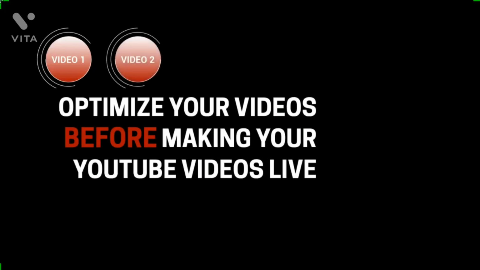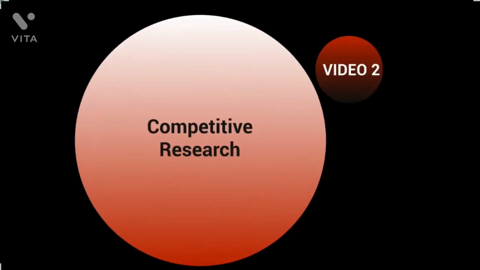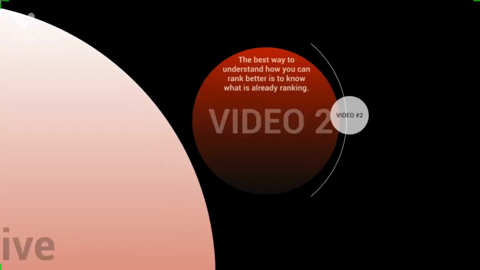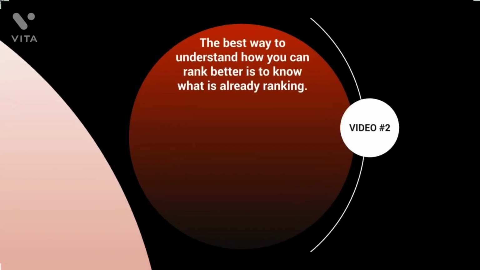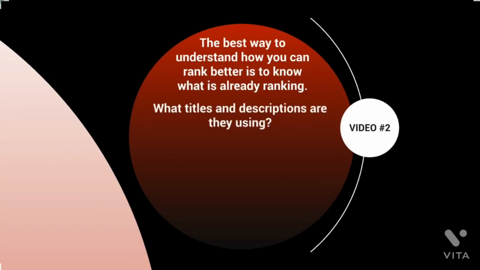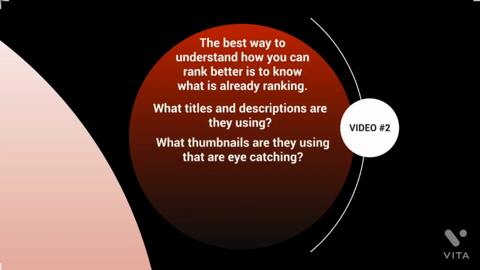Hello and welcome back. This is video number 2. So let's talk about competitive research. You see, the best way to understand how you can rank better is to know what is already ranking in your niche or your market. So what we want to do here is analyze the videos that are on the top. And I want you to specifically look at what titles and what descriptions they are using, what thumbnails they are using that are eye-catching, and what the user experience is like when you click through those videos.